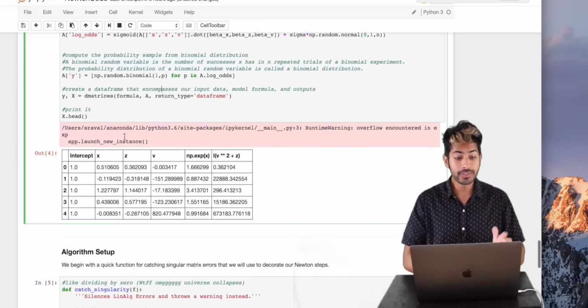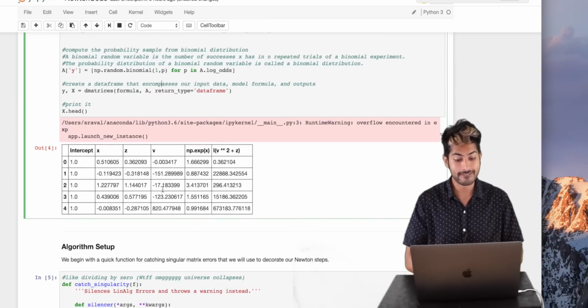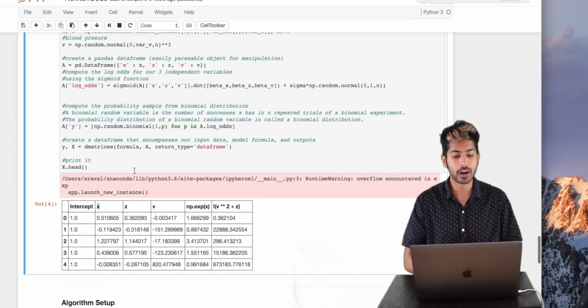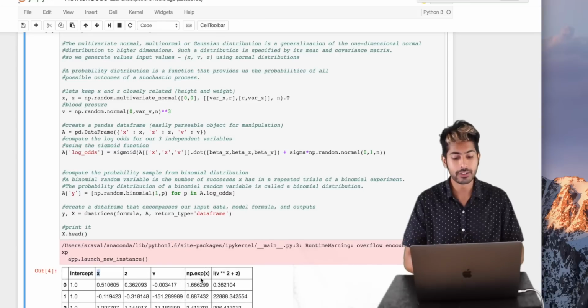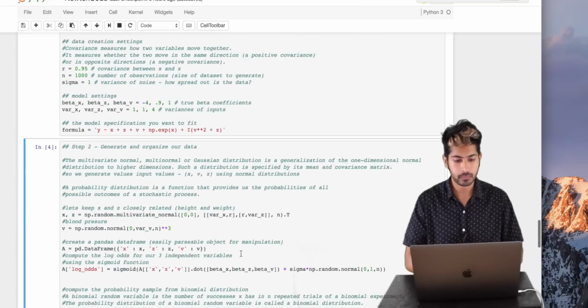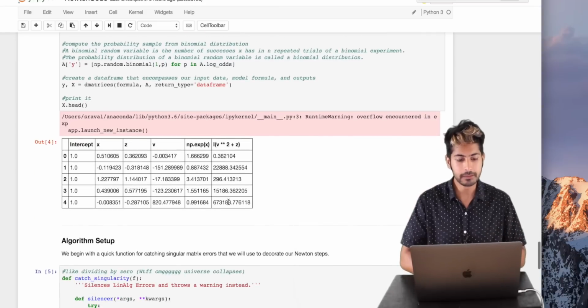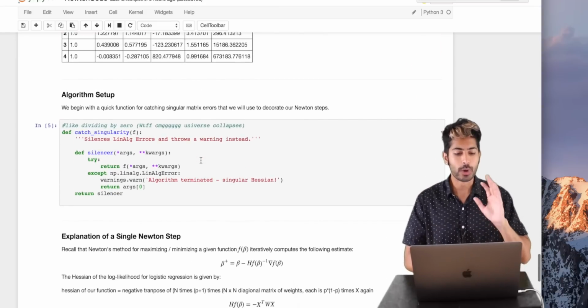All right, and so if we were to print this out, we would get all these randomly generated values. And notice how we don't just have values for our three variables, or our three features. We also have values for e to the x, and then v squared plus z. Okay, which is all a part of our model, our formula, our function that we're trying to learn here.